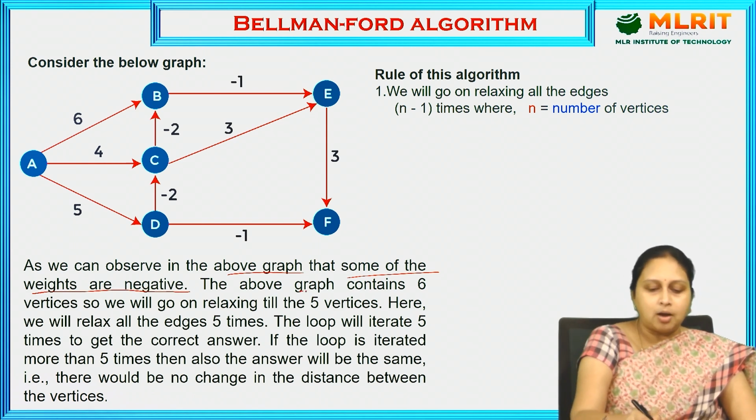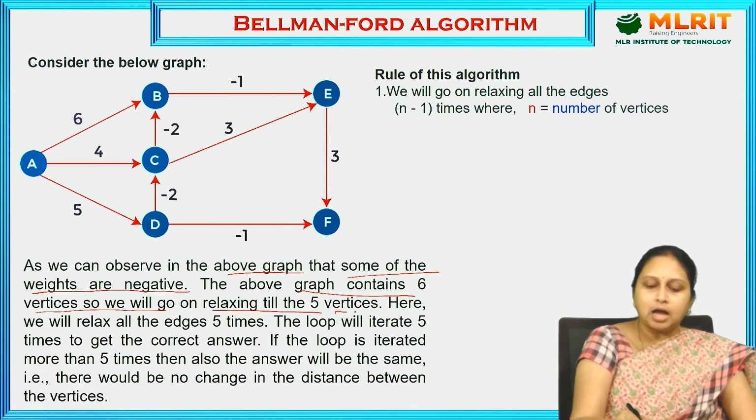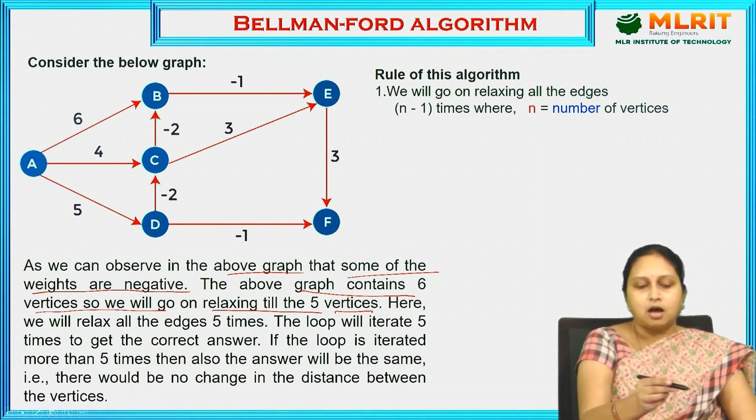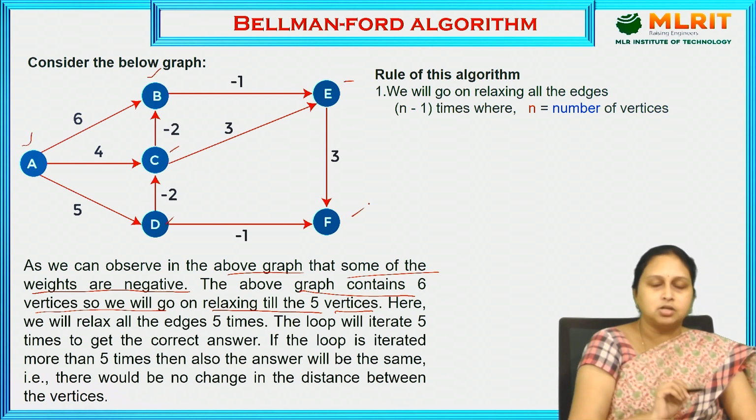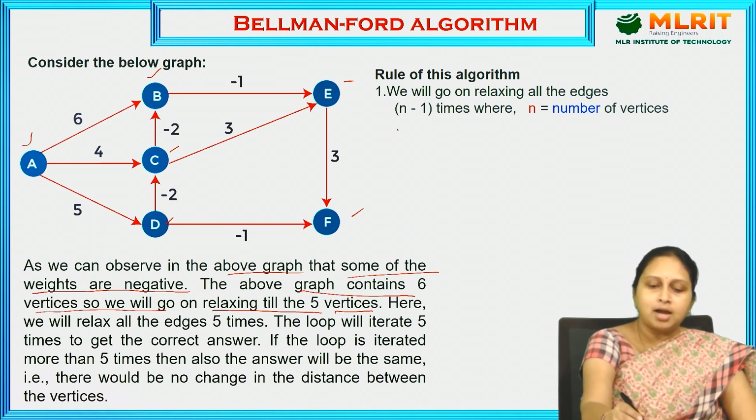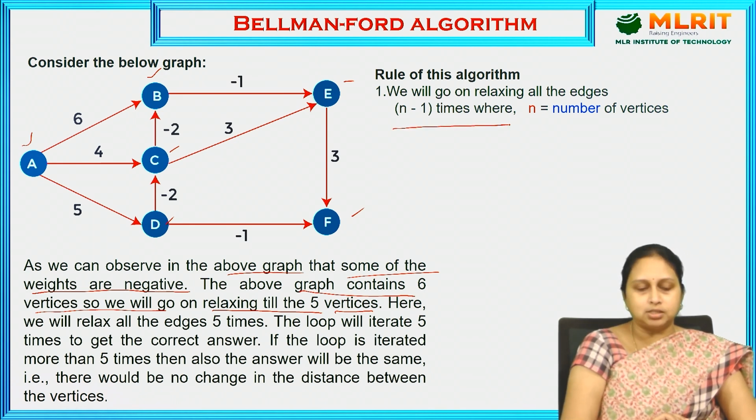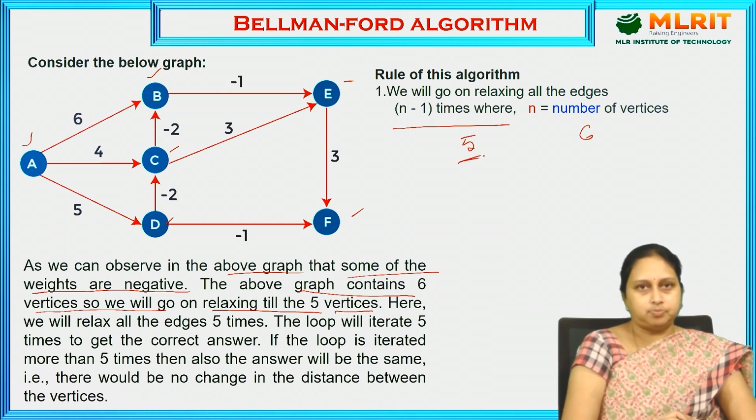The above graph contains 6 vertices: 1, 2, 3, 4, 5 and 6, totally 6 vertices. But we are going to do the iterations only 5 times. The rule for this algorithm is that we relax all the edges n-1 times, where n equals the number of vertices. Here we have 6 vertices, that means we are going to relax 5 times.